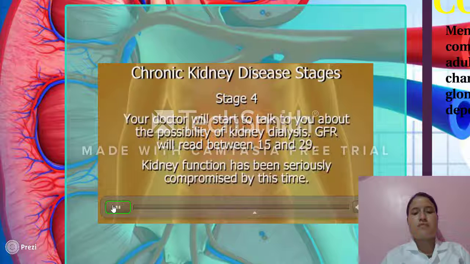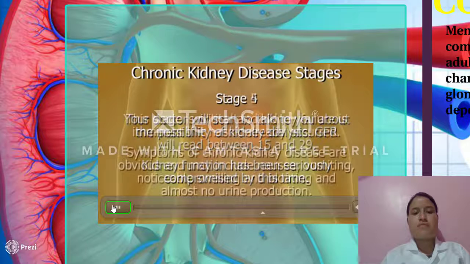At stage 4, your doctor would start to talk to you about the possibility of kidney dialysis. GFR would read between 15 and 29. Kidney function, by this time, has been seriously compromised.